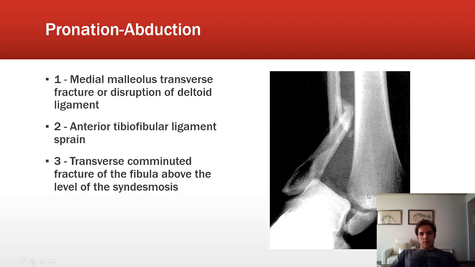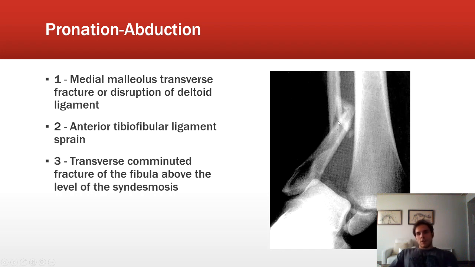And then if it progresses all the way up, you end up with a transverse or comminuted fracture of the fibula above the level of the syndesmosis, which is exactly what you see here. So the force went like this, broke off this piece in the medial malleolus, disrupted the anterior tibiofibular ligament, and caused a comminuted fracture of the distal third of the fibula above the level of the syndesmosis.